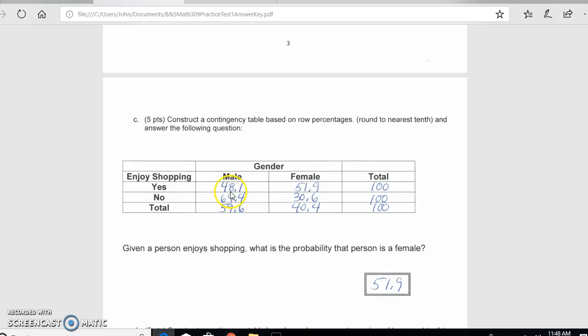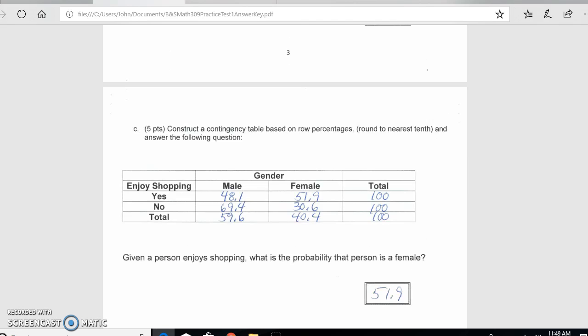That tells me that 48.1% of the total people who enjoyed shopping, they answered yes, 48.1% of them were men. And then I'm going to do the same thing for all of the other data points.